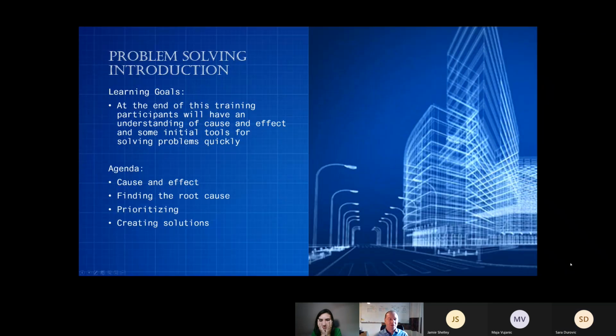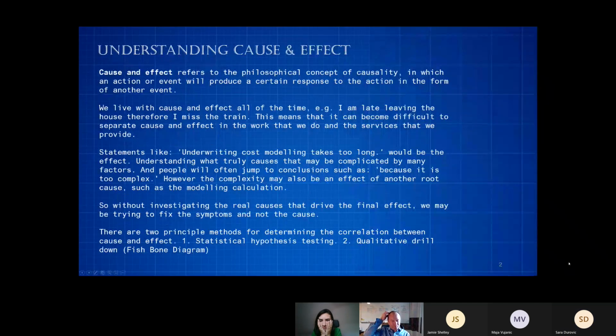So cause and effect, often misunderstood, especially in business, or if you're doing projects or anything that is really trying to solve problems, make improvements. Often the business ends up working on trying to solve the effect of something rather than really taking the time to think about, well, what's causing that effect.